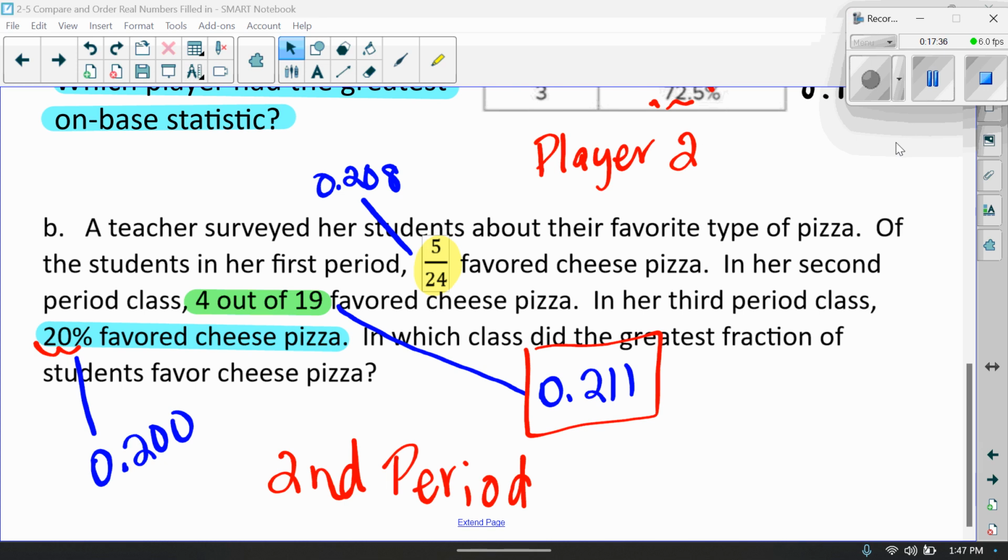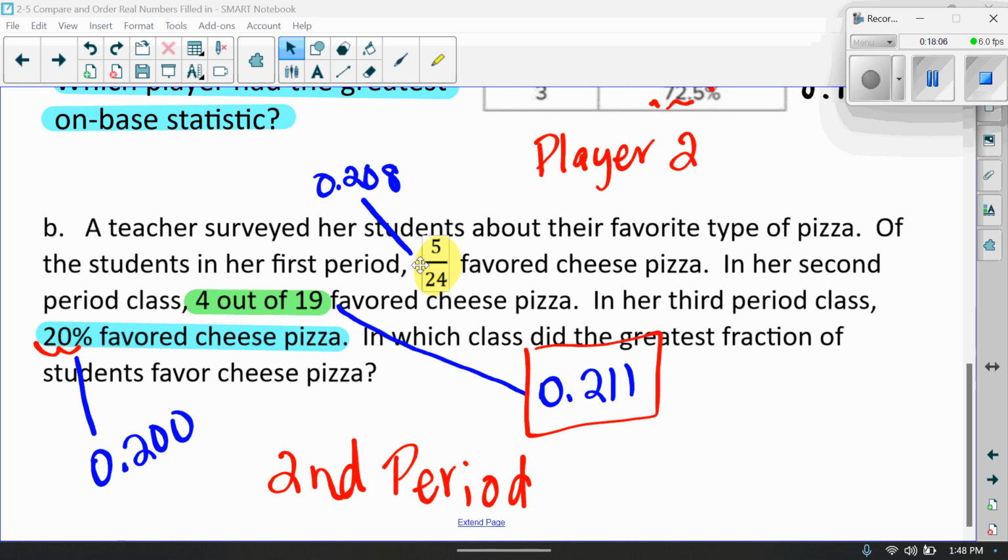All right. So, example B says a teacher surveyed her students about their favorite type of pizza. In her first period, 5/24 favored cheese pizza. In her second period class, 4 out of 19 favored cheese pizza. And in her third period class, 20% favored cheese pizza. In which class did the greatest fraction of students favor cheese pizza?